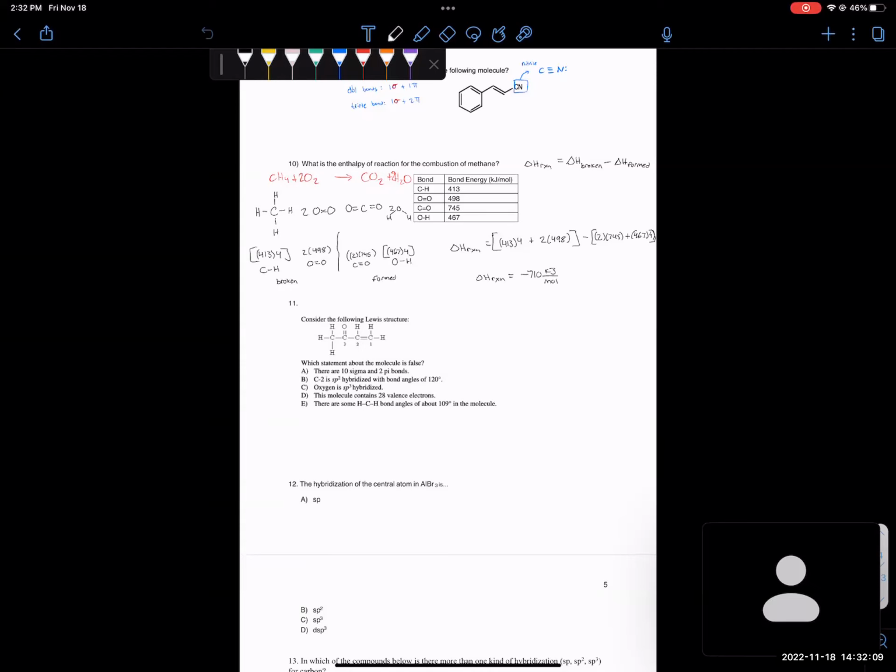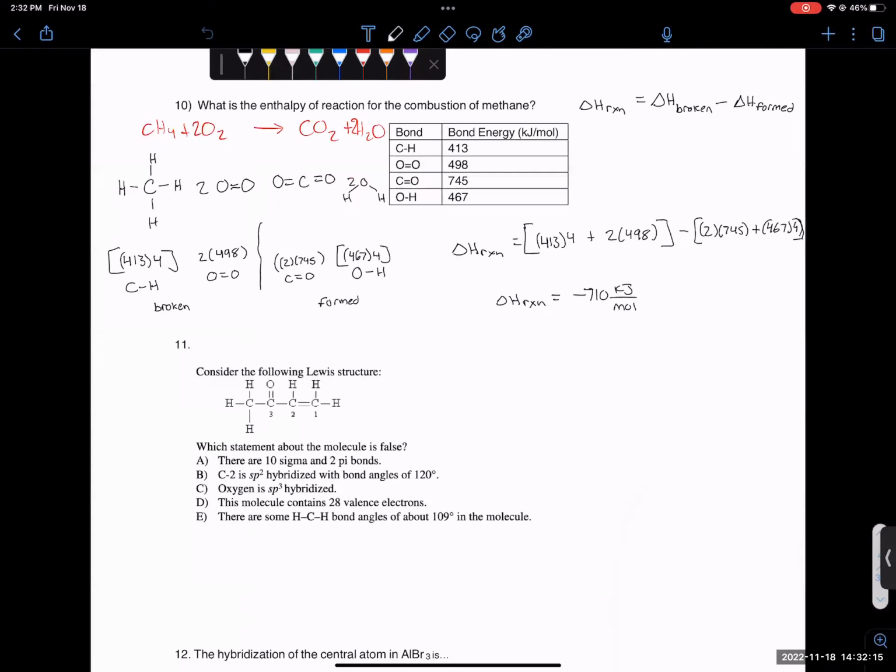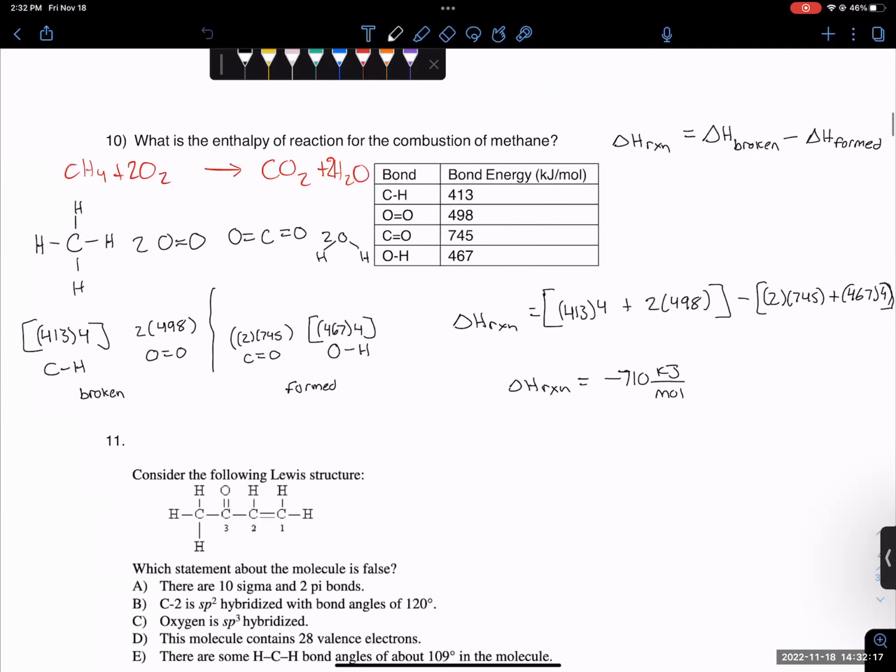Awesome. All right. So last time we left off, we finished number 10, and that was a bond enthalpy problem where we figured out the bonds that were broken and the bonds that were formed. We used our equation: the heat of reaction equals the heat of the bonds broken minus the heat of the bonds formed. We calculated our answer to be -710. Are there any questions on this last one we did from Wednesday?